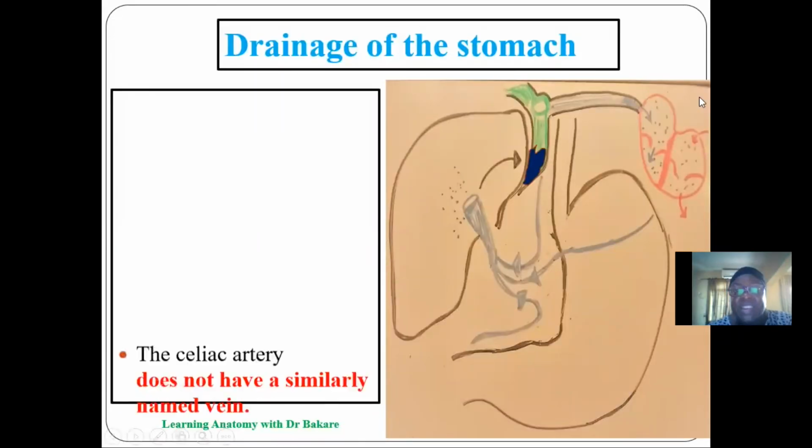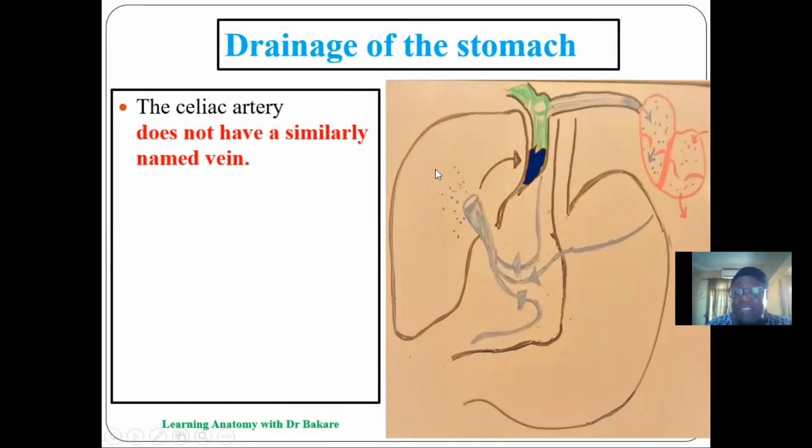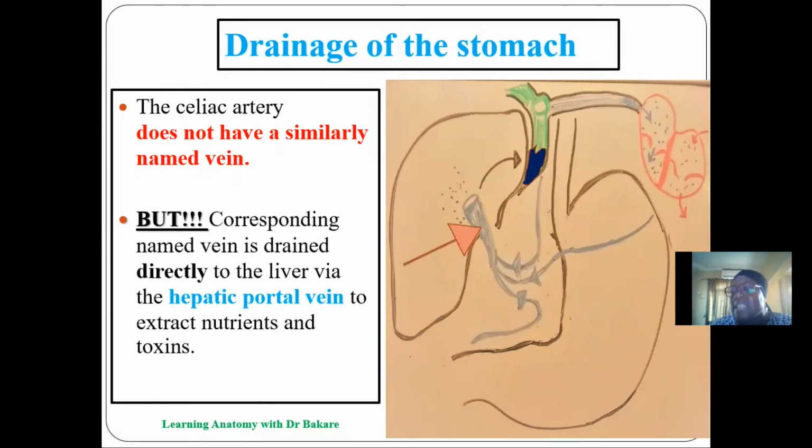The venous drainage. The celiac artery does not have a similarly named vein, so there is no celiac vein. But what happens is that the celiac artery gives off branches to supply different regions of the stomach with blood and oxygen. So the corresponding named veins of these branches will be collected and be drained into the hepatic portal vein. And this is the hepatic portal vein. The hepatic portal vein will collect the venous drainage from the corresponding named arteries that are branched from the celiac trunk. And as it collects it, it empties it into the liver.